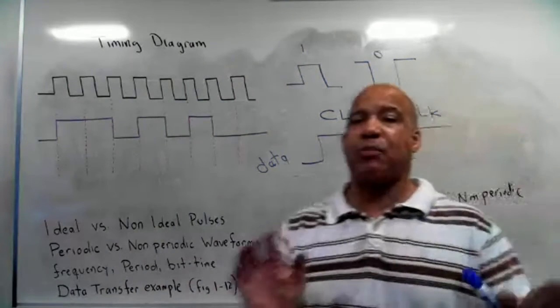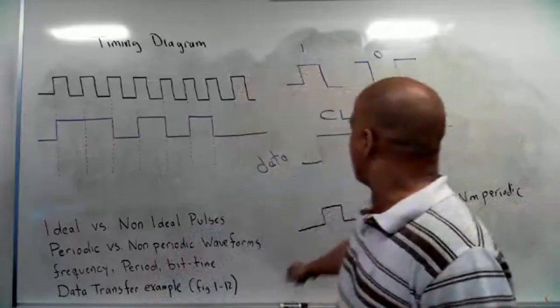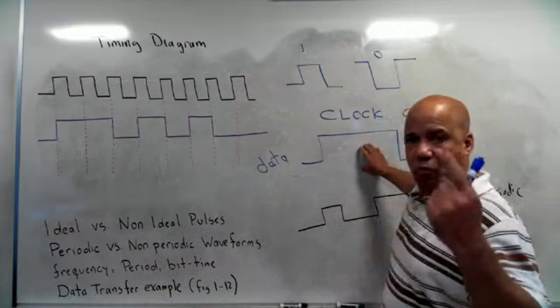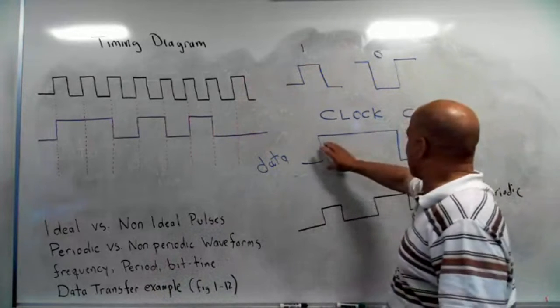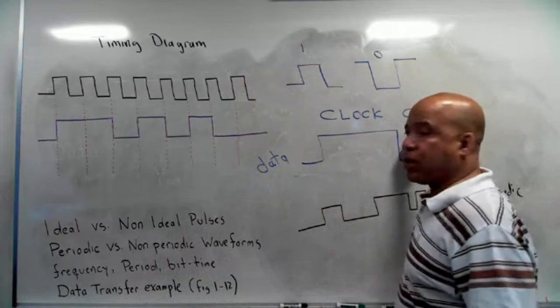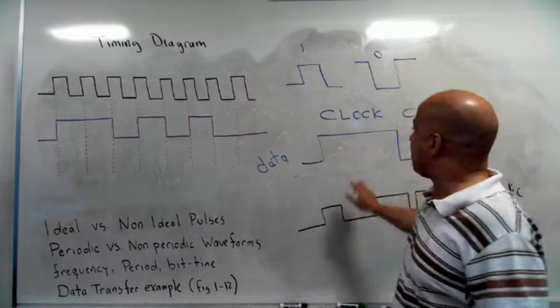Now, the question I'm trying to answer is, how many 1s does this represent? How do I determine if this is one single 1 I'm sending, or a series of 1s I'm sending with this digital pulse? How many zeros is this? How do I determine that?